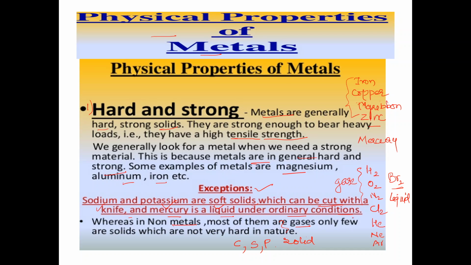So you have seen sulfur yellow color, carbon black, phosphorus red, bromine brown. It means non-metals come in a variety of colors, but iron, the fresh piece of iron, is always silvery gray in color. Followed?